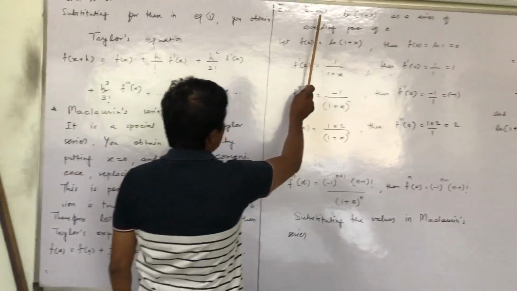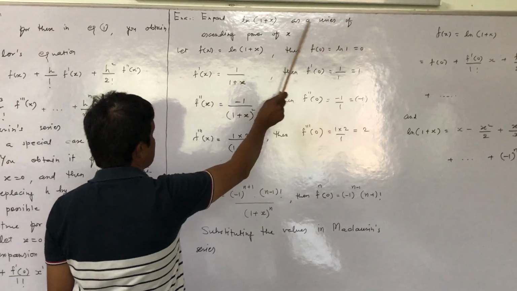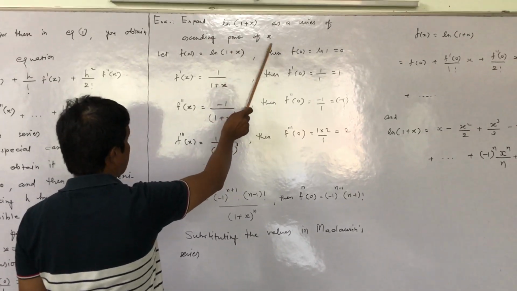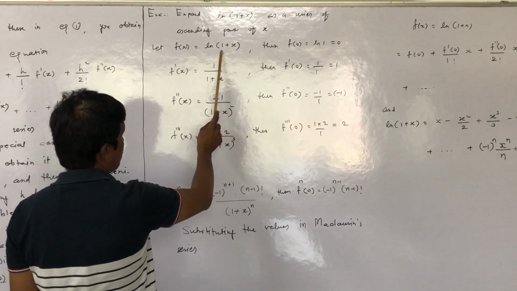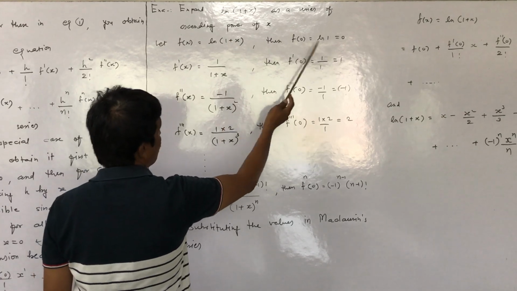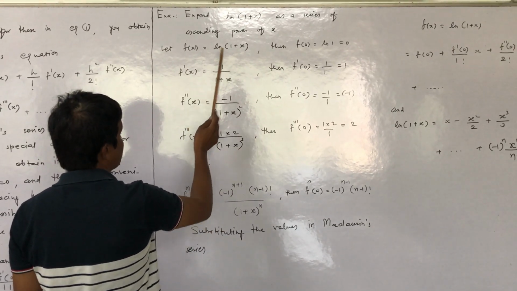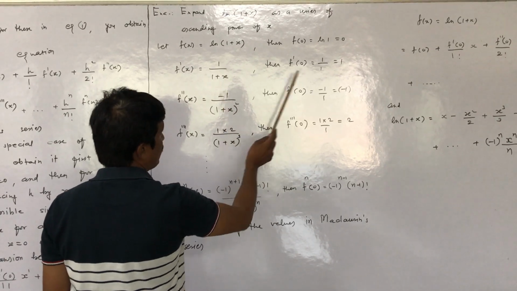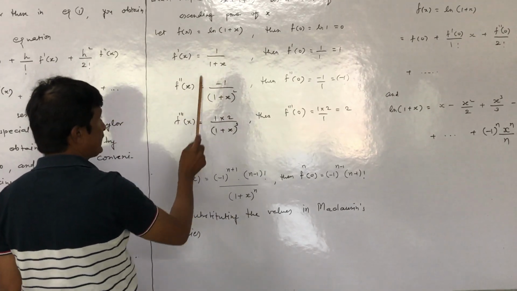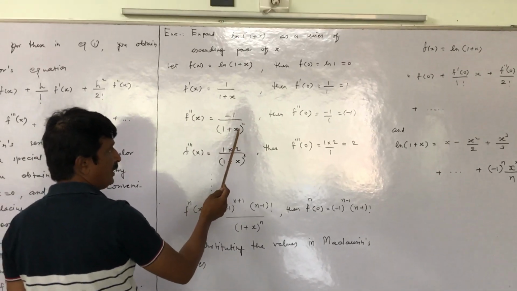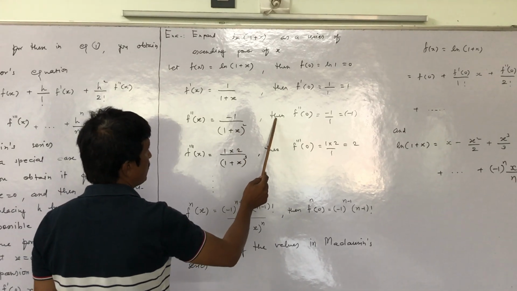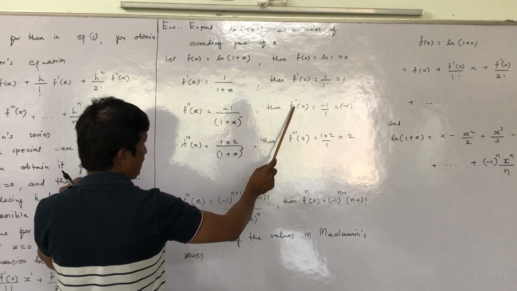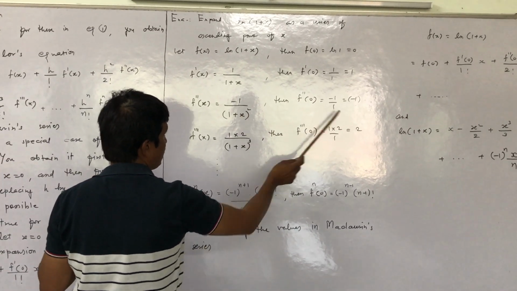Example: expand log(1+x) as a series of ascending powers of x. f(x) is log(1+x), so f(0) is log 1, which is 0. f'(x) is 1/(1+x), so f'(0) is 1/(1+0), that is 1. f''(x) is minus 1/(1+x)². If we put x equal to 0, then f''(0) is minus 1/1, so minus 1.